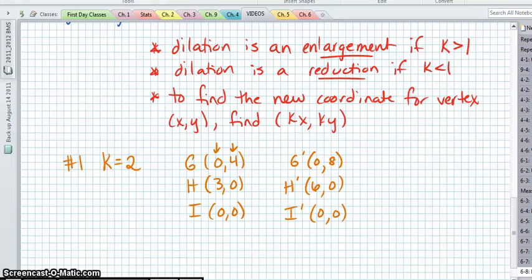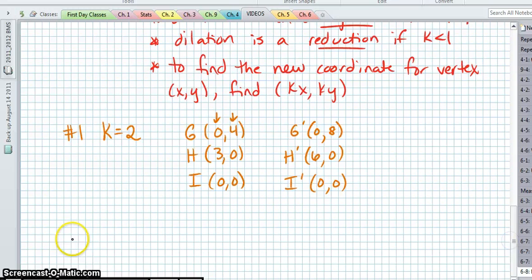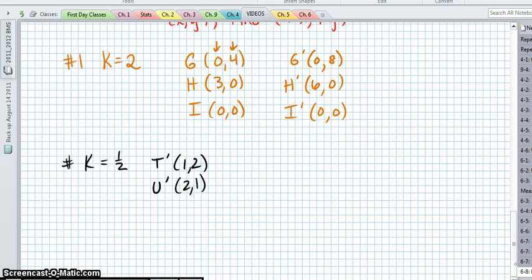Okay, so for number 3, k equals 1/2, you should get T prime being 1, 2, U prime being 2, 1, and V prime being 4, 4. Now they are a little bit awkward to graph, but again, you should get a similar figure. If you ever do not get a similar figure, check your math.